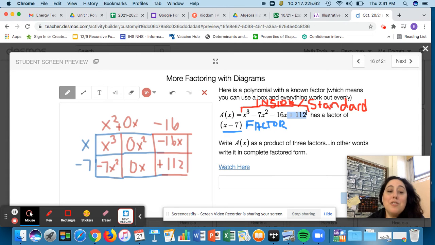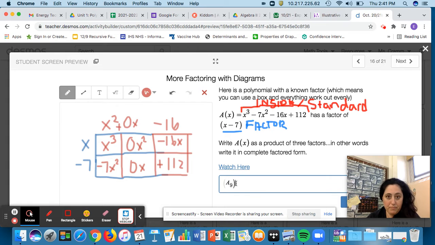All right. So the way that I would write this factor so far is a of x. Let me stay in my correct notation. All right. I'm having issues today. Don't mind me. Okay, so one of the factors is x minus 7, and the other factor is x to the second plus 0x minus 16.